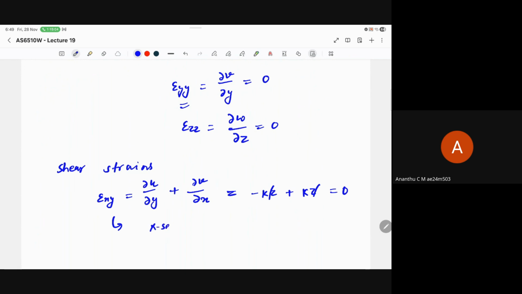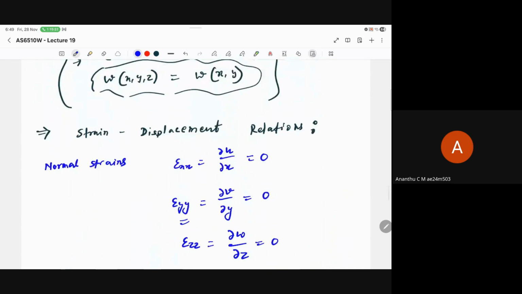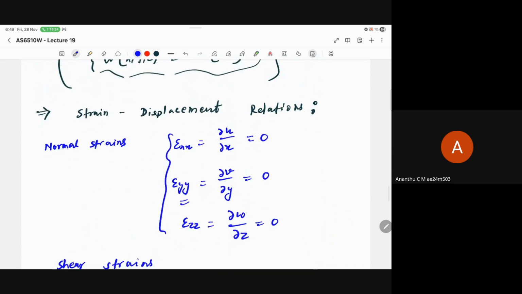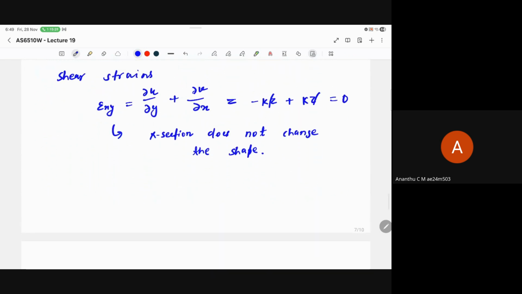So this basically says the cross section does not change the shape. Because there is no shear strain in xy plane, the cross section is not changing the shape. And this indicates that there is no normal strain in x, y, and z directions. Now, we have only one component of shear strain. There are two more.